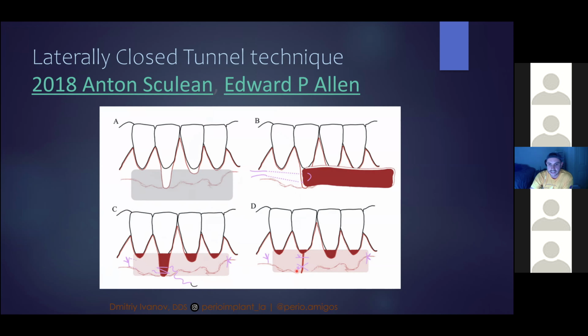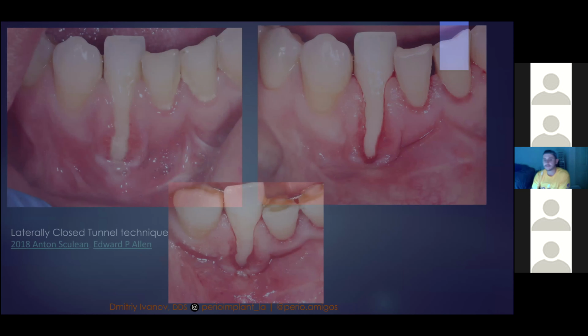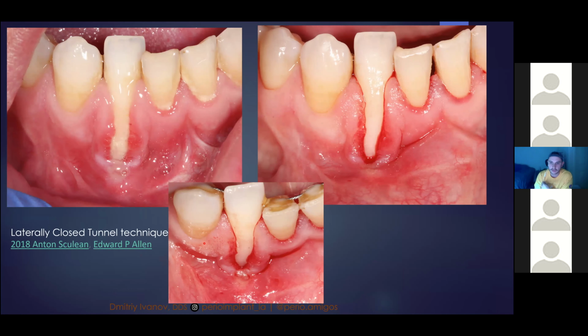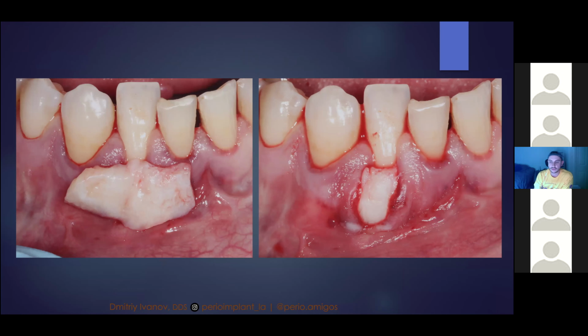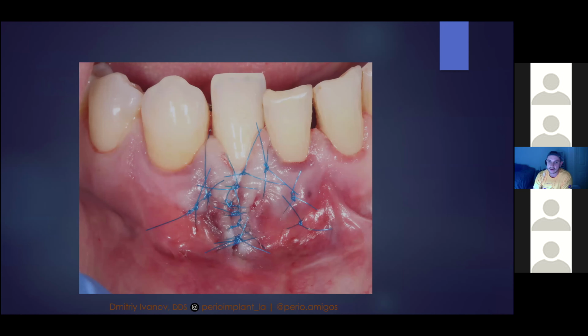And then the recession, which is usually narrow and long or deep, we are able to simply laterally close. So we're closing the tunnel from the base of the defect coronally. Okay, so this is a perfect example of a laterally closed tunnel. We clean the roots really thoroughly. We harvested the tissue and placed the tissue into that tunnel. And now we're just going to zip up that recession from apical to coronal, laterally closing it. So that's an example of that.